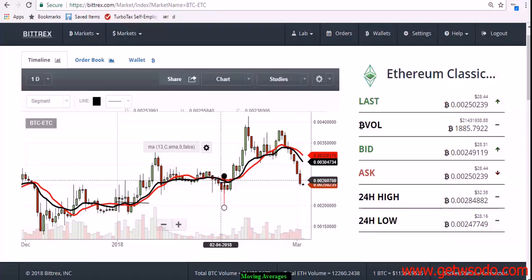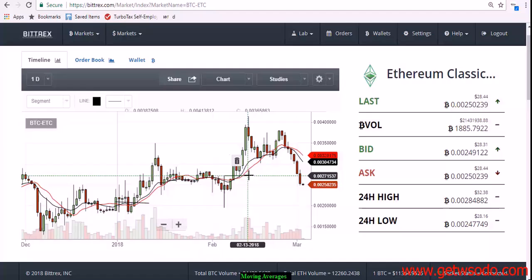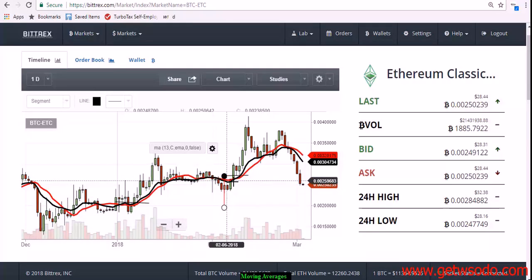So I buy somewhere in here. And then look, it crosses and it starts to point upward. Okay, I'm going to take advantage of that. So I own this coin for somewhere right in here. I re-enter the market because I see it not only cross, but I see it cross and point upward.